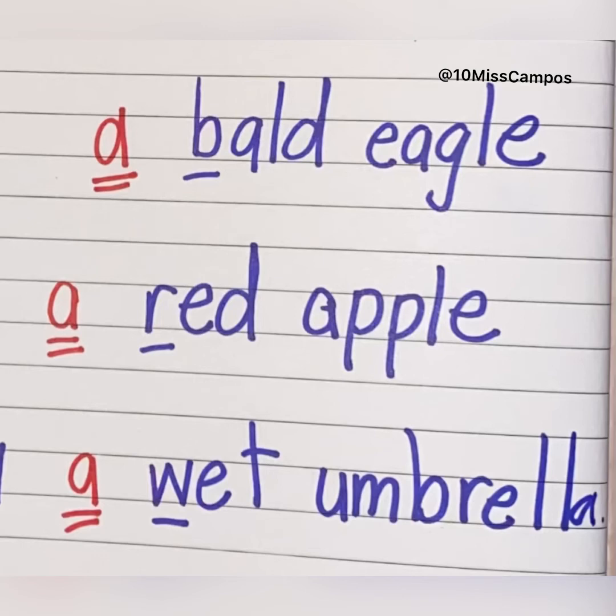If I say the eagle is bald, now bald begins with a consonant. I need to say a bald eagle. If I want to say the apple is red, even though apple begins with a vowel, red begins with a consonant. So we use a red apple. And lastly, if the umbrella is wet, wet begins with a consonant, so we say a wet umbrella.